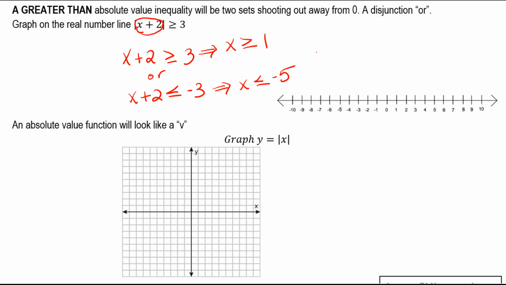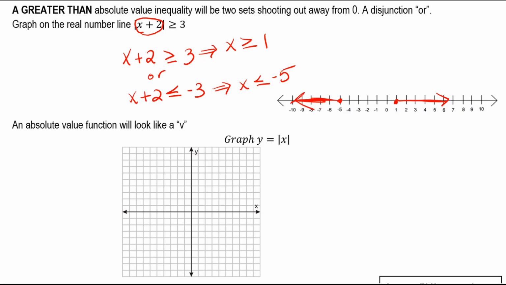So this is two different sets because numbers can't be greater than 1 and less than negative 5. There's no number that fits that description. So we are going to have two sets when we have a greater than situation with your absolute value. So we're going to have x greater than or equal to 1, so shooting off in this direction. We're putting a solid dot on 1 because it's greater than or equal to, and then less than or equal to negative 5, so shooting off in this direction.